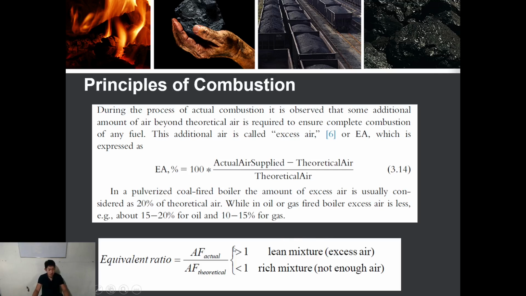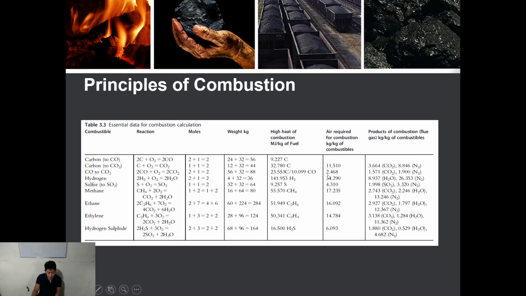So you have the term equivalence ratio. It means actual air fuel ratio over theoretical air fuel ratio. If it is greater than 1, it means a lean mixture. Lean means excess, there is a lot of air. If it is a rich mixture, there is more fuel. Again, you have Table 3.3 in the book. These are just the combustion equations.